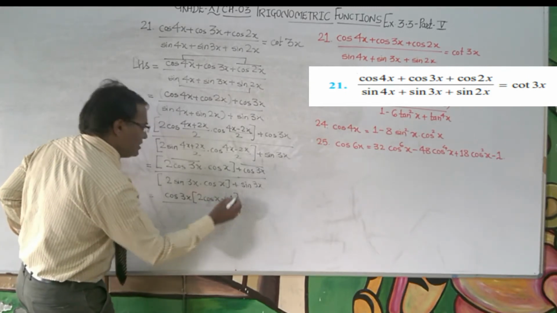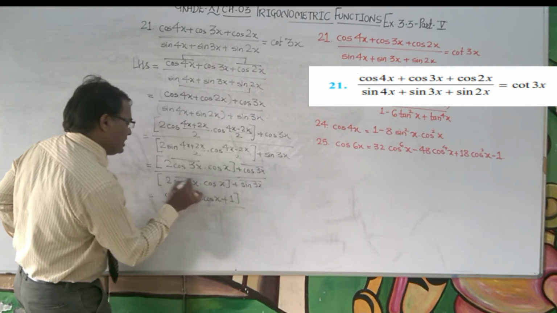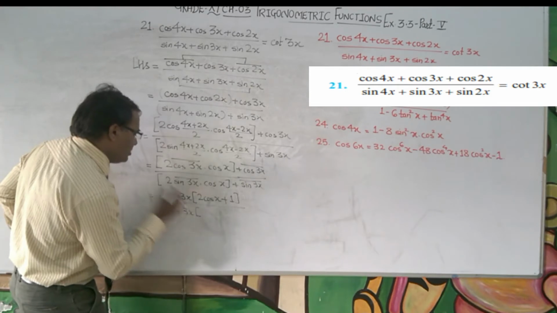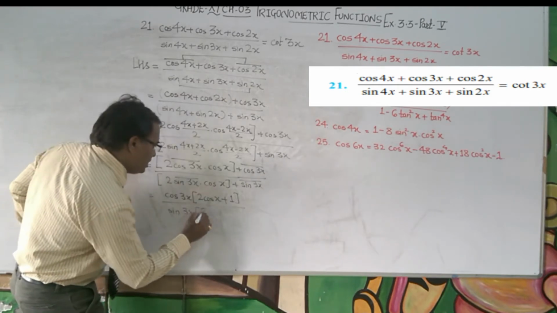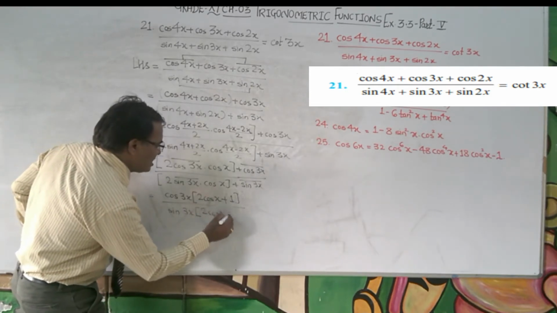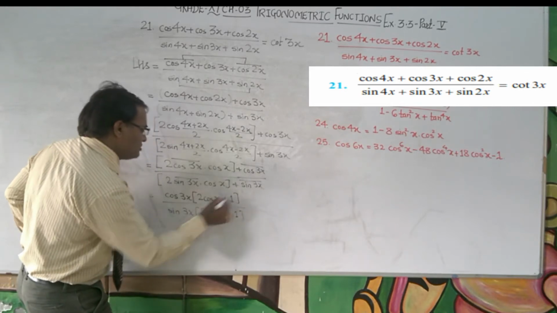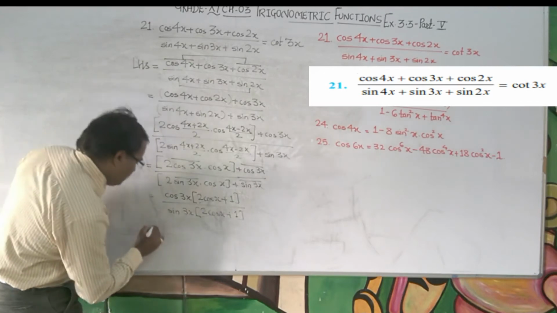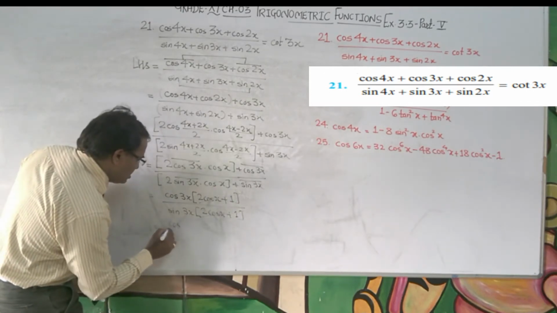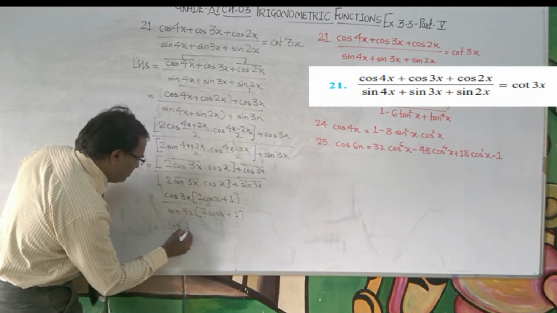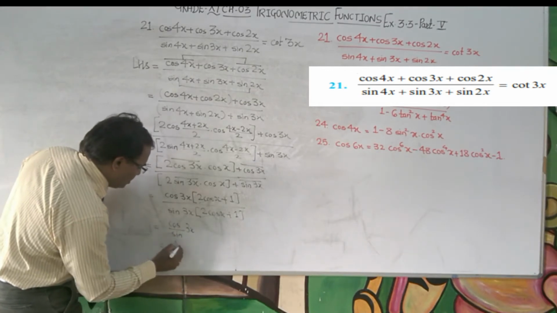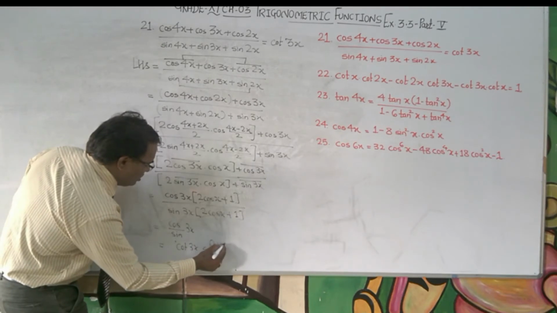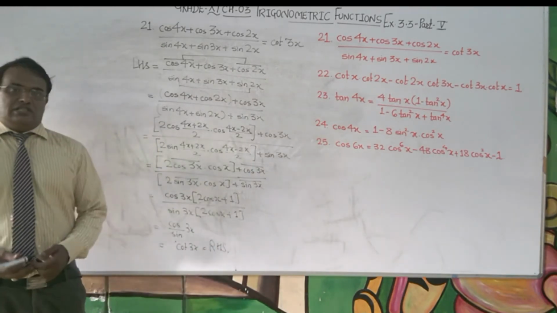Now similarly sin 3x and sin 3x. Sin 3x is again common, and what is remaining here? 2 cos x plus 1. Of course, this bracket and this bracket are the same, so they will get cancelled. And then what is remaining? Cos 3x upon sin 3x, which is equal to cot 3x, which is nothing but your required RHS.